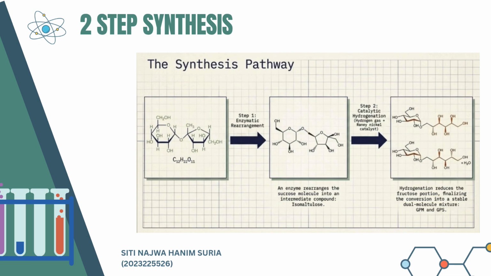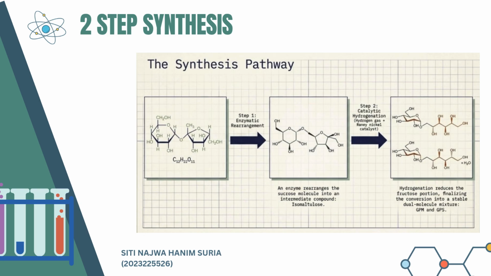How do we move from simple sucrose to this dual molecule mixture? It is a specialized two-step synthesis pathway. Step 1 involves an enzymatic rearrangement, where an enzyme rearranges the sucrose molecule into an intermediate compound called isomaltulose. Step 2 is catalytic hydrogenation using hydrogen gas and a Raney-Nickel catalyst. This second step reduces the fructose portion, finalizing the conversion into the stable GPM and GPS mixture we see here.